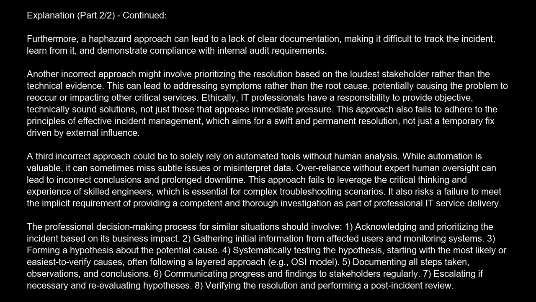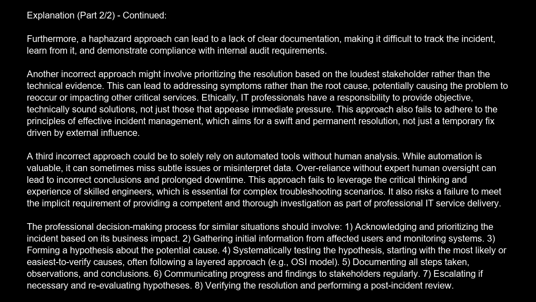Furthermore, a haphazard approach can lead to a lack of clear documentation, making it difficult to track the incident, learn from it, and demonstrate compliance with internal audit requirements. Another incorrect approach might involve prioritizing the resolution based on the loudest stakeholder rather than the technical evidence. This can lead to addressing symptoms rather than the root cause, potentially causing the problem to recur or impacting other critical services.